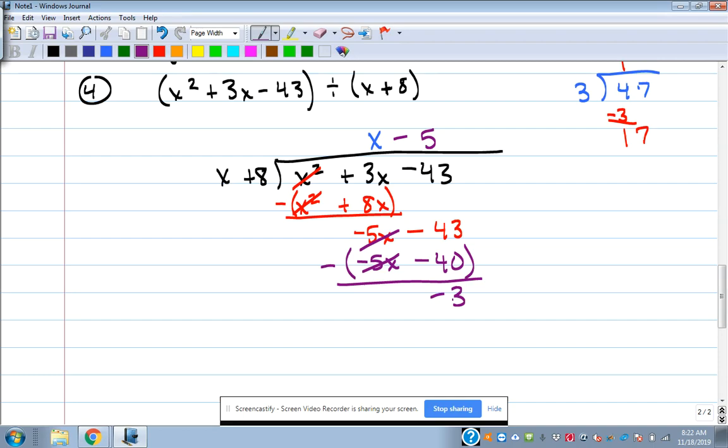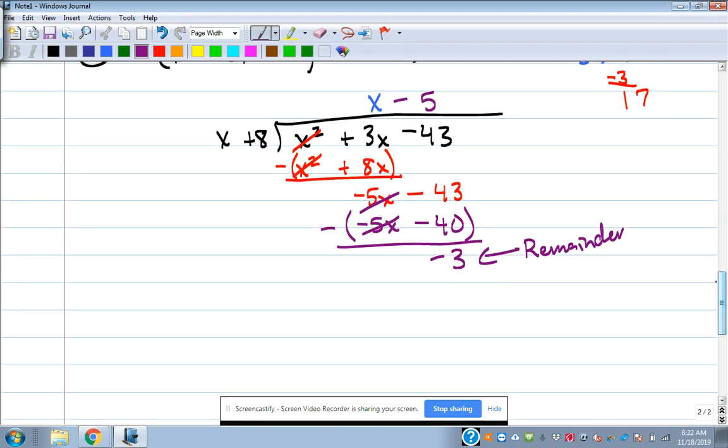All right. Once I get there, is there anything times x that will give me a plain negative 3? No. So that means I'm done. The degree of what's left here is smaller than the degree of my divisor. So I know I'm finished. What is the negative 3? The remainder. So this is your remainder. And the way we're going to write our solution is like this. We're going to say x minus 5 plus negative 3 over x plus 8.